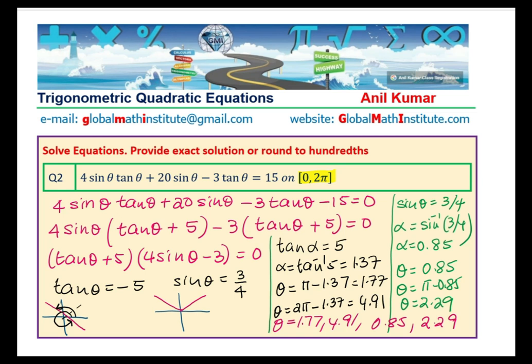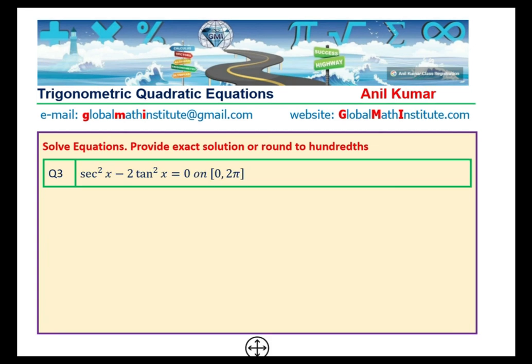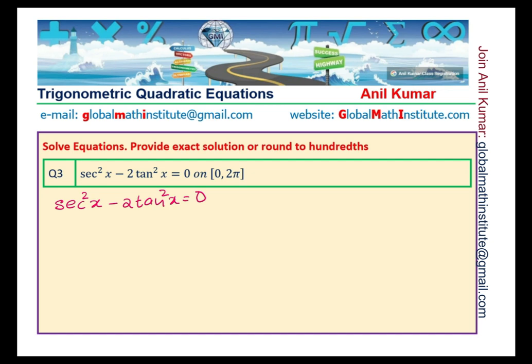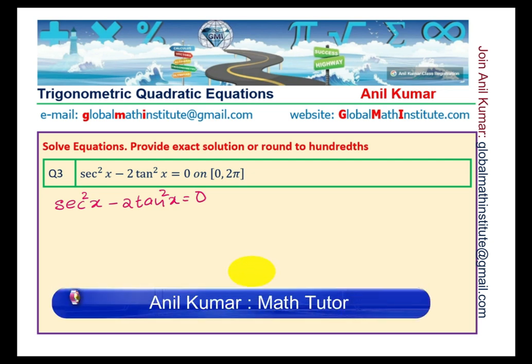Now let's move on and take up the next question, which is secant square x minus 2 tan square x equals 0. Now 1 plus tan square x is secant square x. We can use that identity, right?